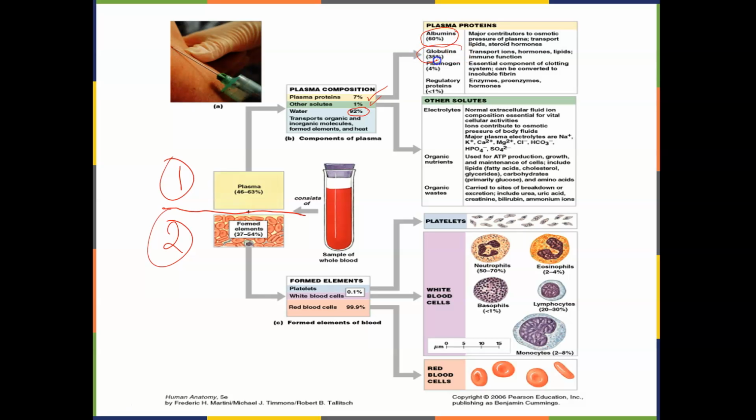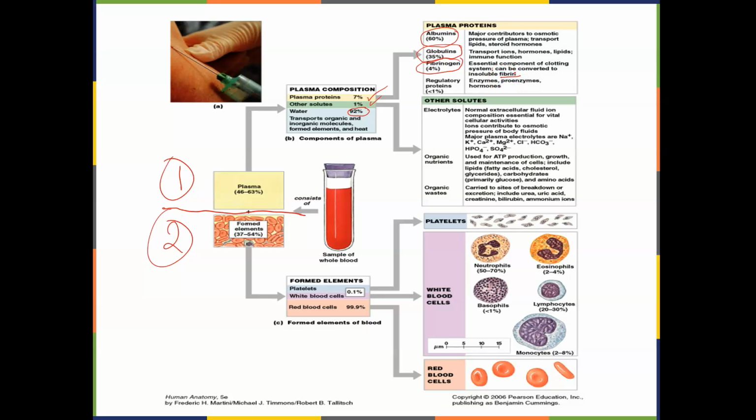You have the globulins, about 35%. They're basically proteins that are involved in an immune response. If you're sick, your globulin content can go up. It also includes some lipids, hormones, and transport ions. Fibrinogen is an essential component of blood clotting. Fibrinogen, when it hits oxygen, becomes fibrin.